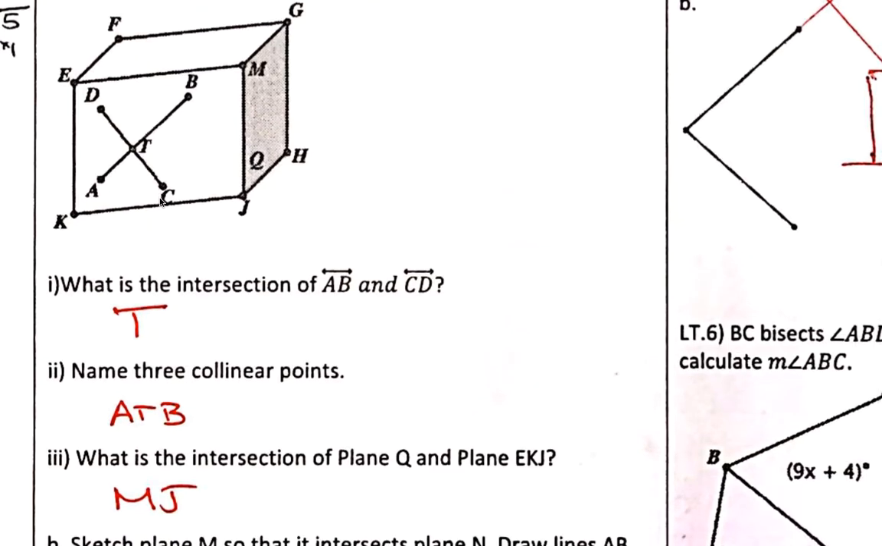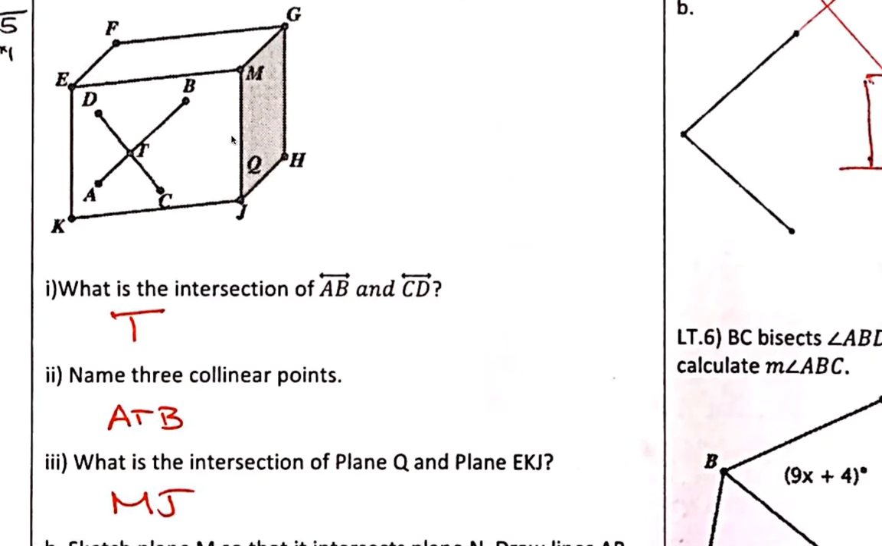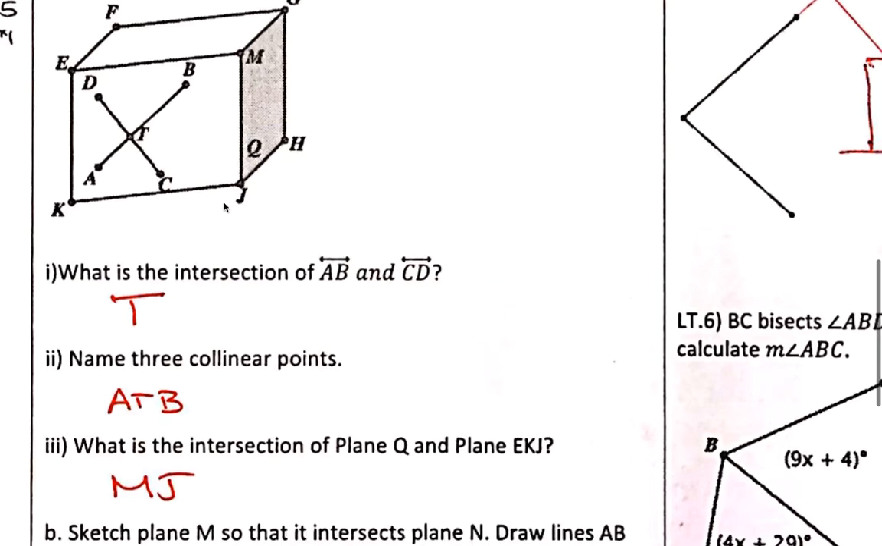And then part 3 here, what is the intersection of plane Q and plane EKJ? So here's plane Q, the shaded one here, and then plane EKJ would be the front one that these line segments are in. And so the intersection of these two would be a line, and that line is MJ or JM.